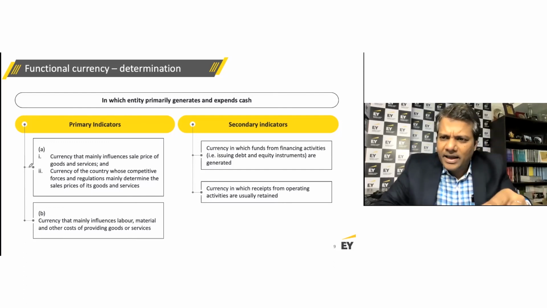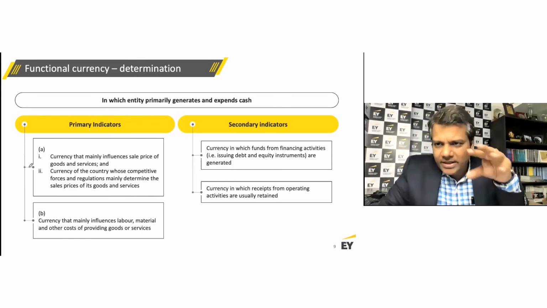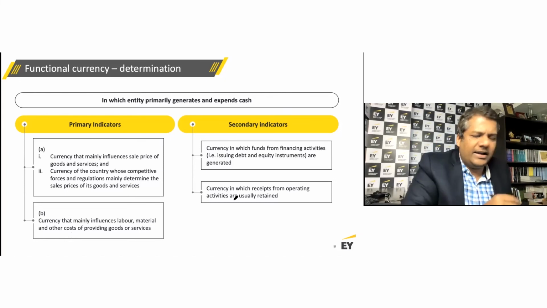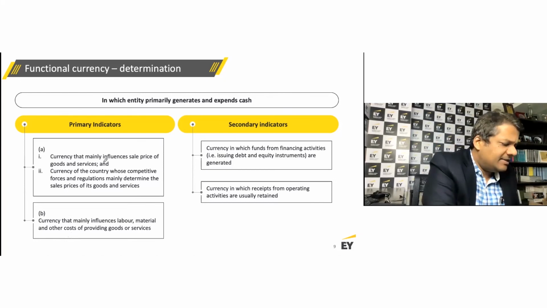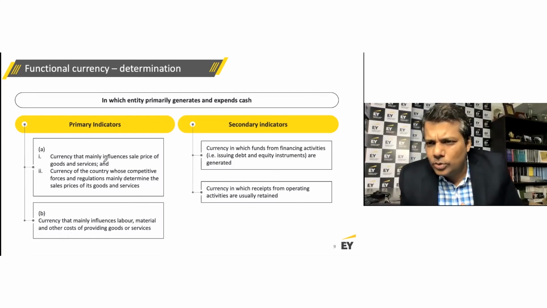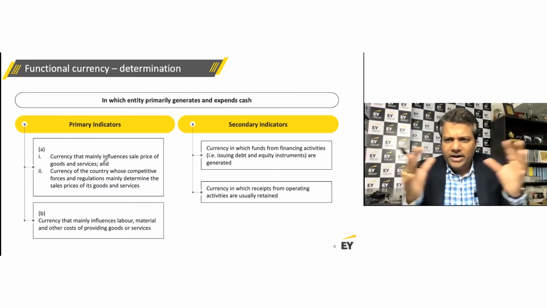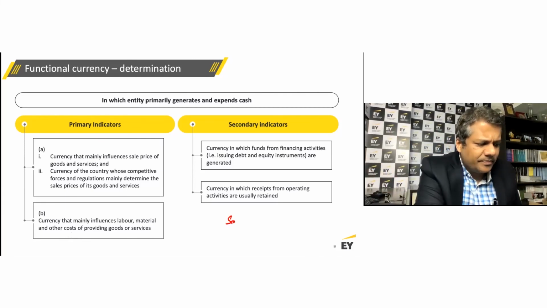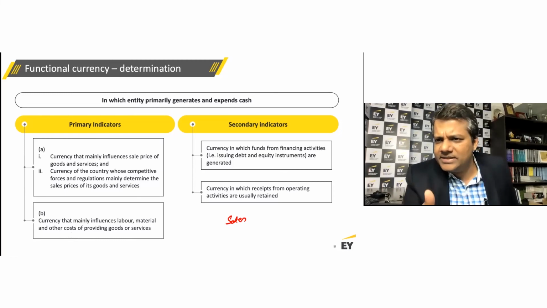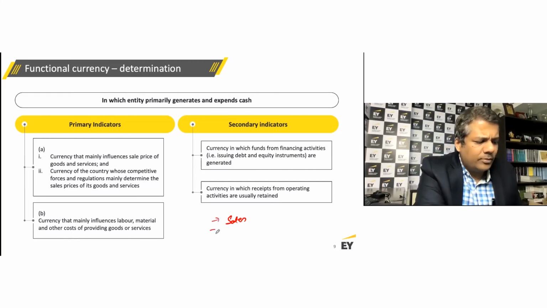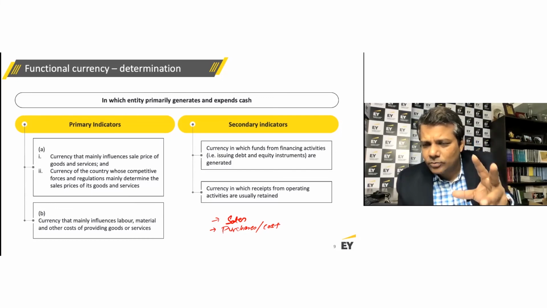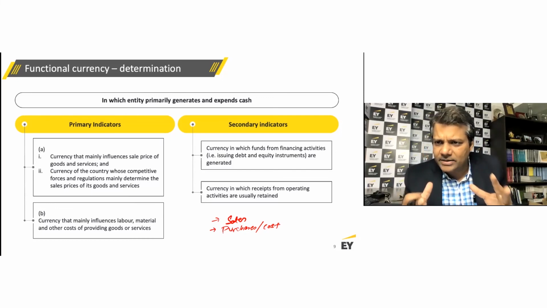And how do you determine this? What are the indicators? There are primary and secondary indicators. When you look at any business, let's look at it first from a business perspective. We are looking at sales: what is it I'm selling, what's the purpose of this entity? Then I'm looking at purchases, or the cost: what are my cost items, and what are my sales items?